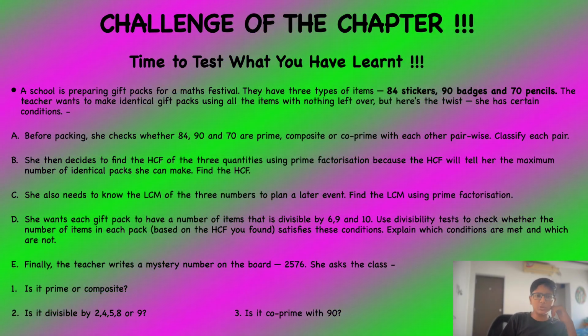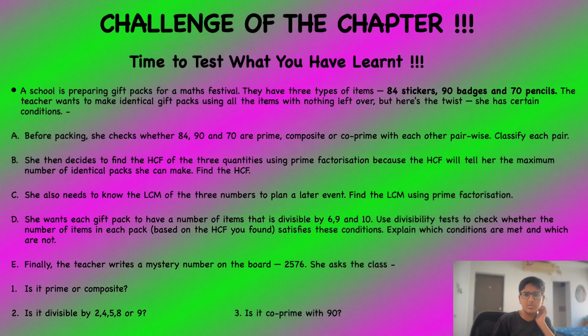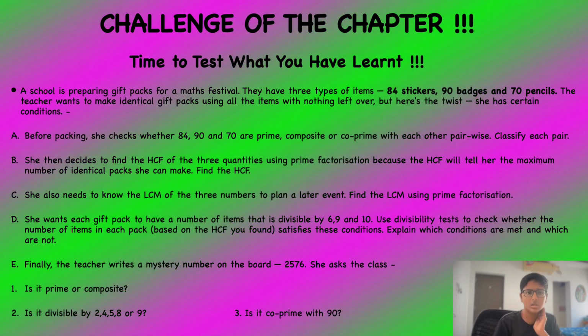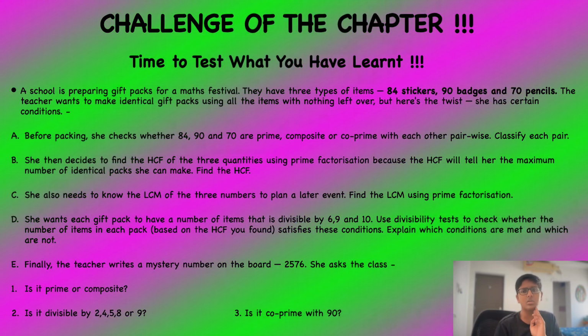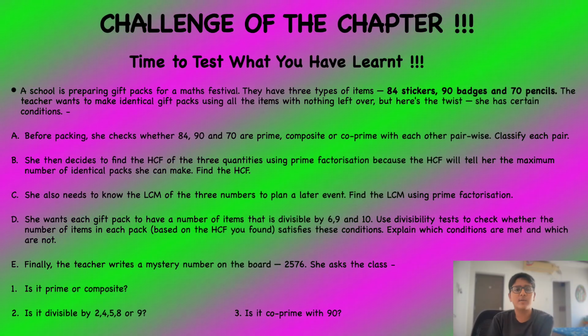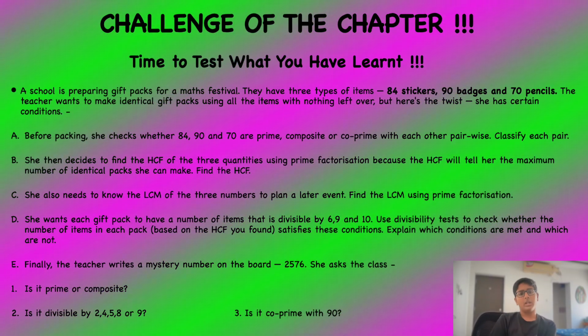Now, a school is preparing gift packs for a maths festival. They have three types of items: 84 stickers, 90 badges, and 70 pencils. The teacher wants to make identical gift packs using all the items with nothing left over. But here's the twist, she has certain conditions. Before packing, she checks whether 84, 90, and 70 are prime, composite, or co-prime. So your part is to classify each pair. You have to tell us whether 84 and 90, 90 and 70, and 70 and 84 are prime, composite, or co-prime.